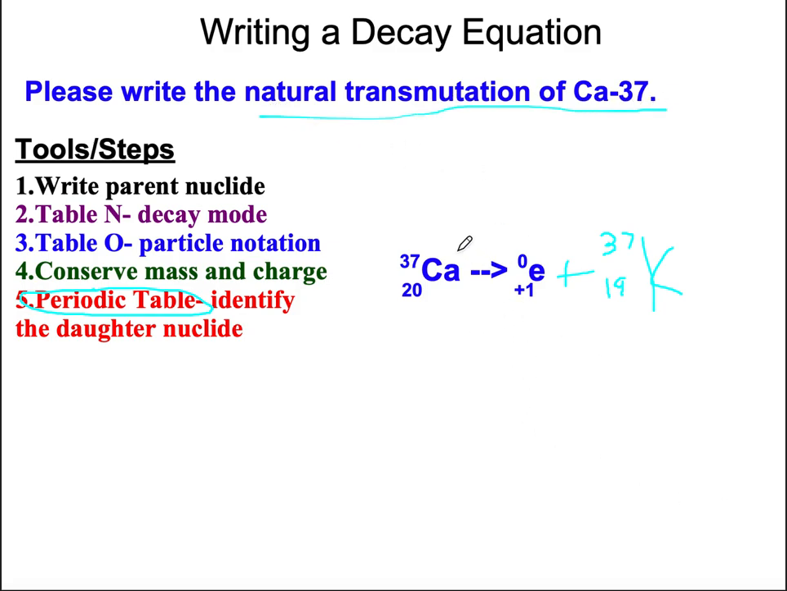calcium-37. We have the parent nuclei, we figure out the decay mode using table N, we write in the particle that's given off using table O. In this case, it was a positron. And then we conserve the mass and charge, which is just really the top numbers and bottom numbers. And we make sure to put in what that element is. We don't just leave it as an unknown. We put in the symbol.